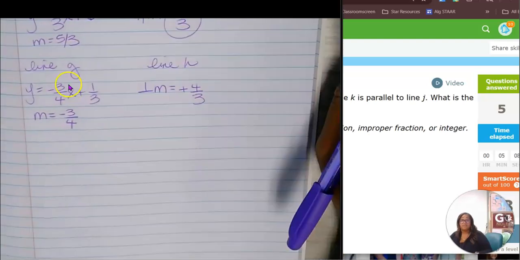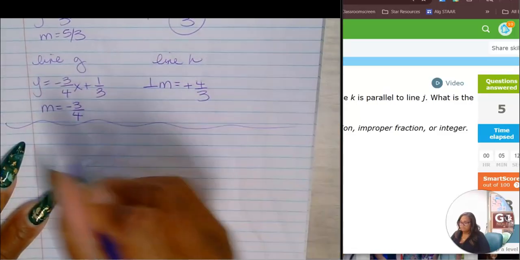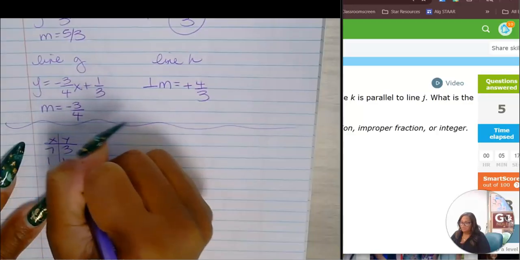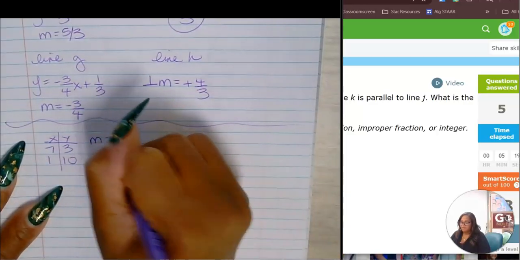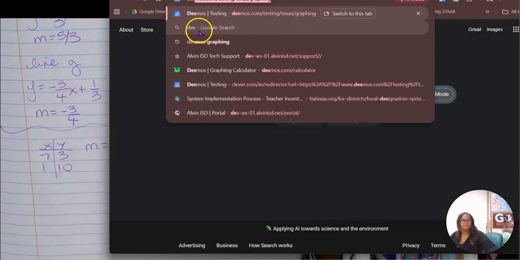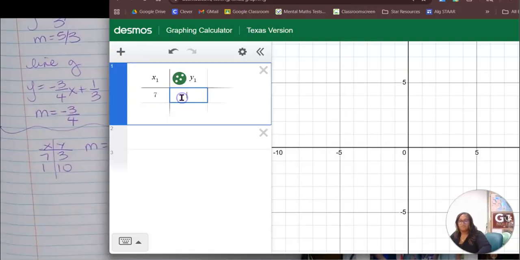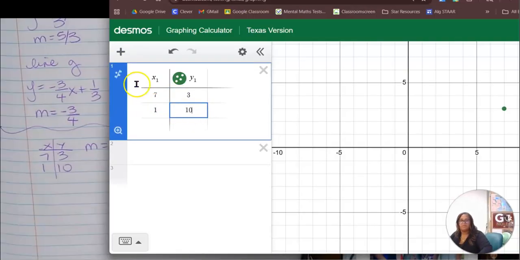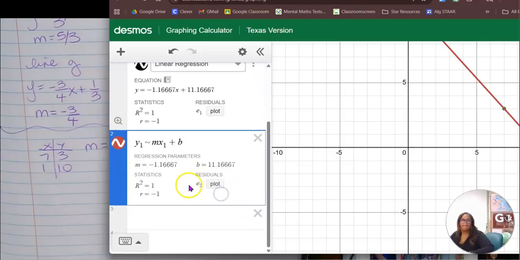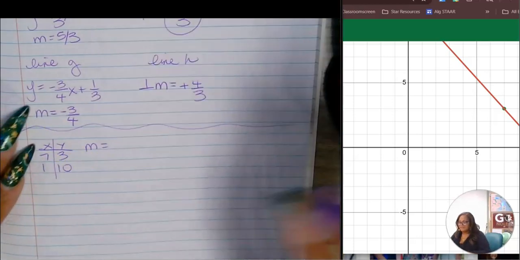Now it gives me 2 points. 7, 3, and 1, 10. Make a table. 7, 3, 1, 10. What is the slope here? Go to Desmos. Seven, 3, 1, 10. Regression. Export. Negative 7/6.